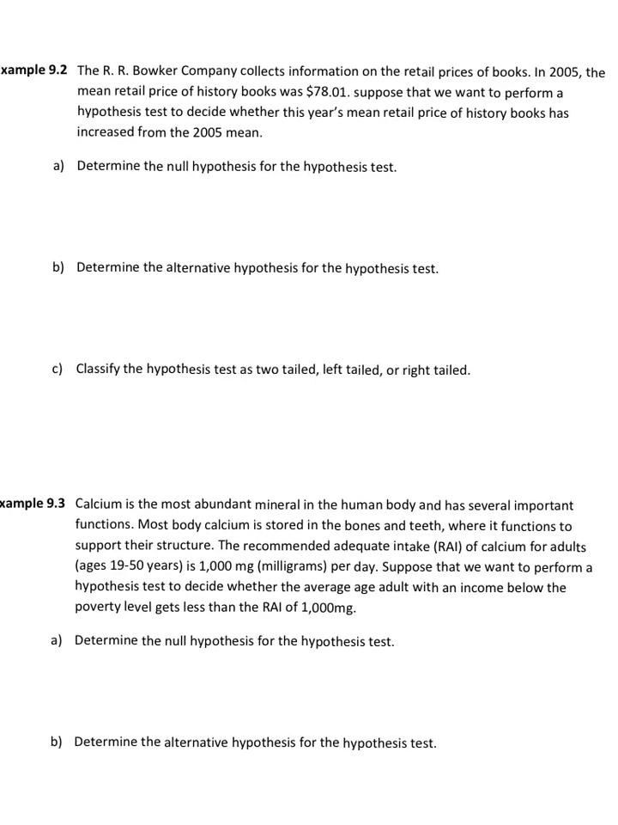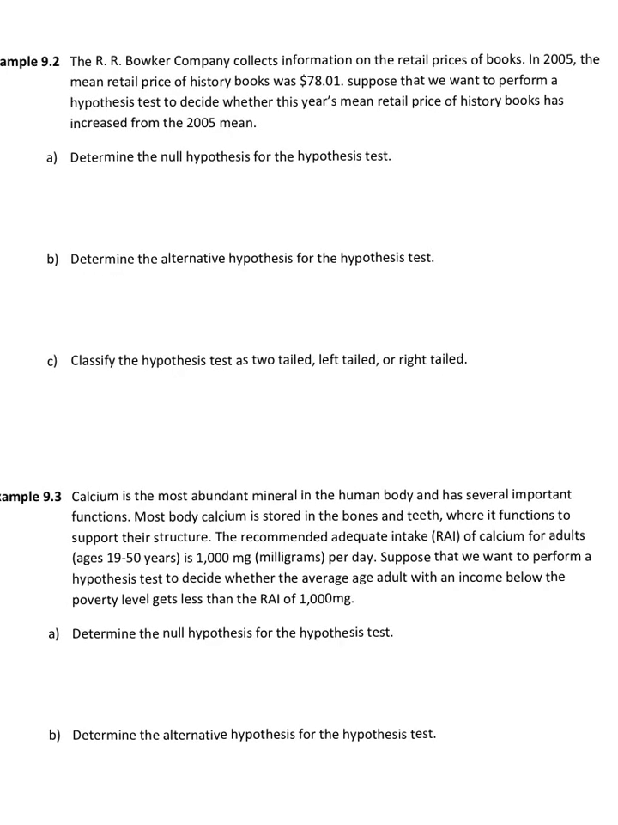Here's another example. In this example, the average retail price of a history book was $78.01. What is the claim? You know, it was the price in 2005. We want to know now if it is increased or not. That is a claim. So can you understand what we want to do? We want to test if it increased.